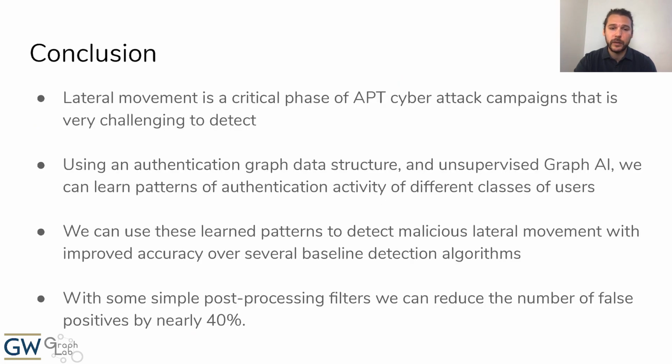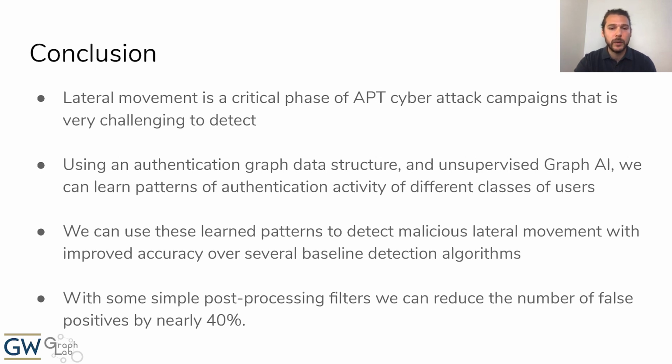Today we talked about lateral movement and how it is a critical stage of an APT cyber attack campaign and how it is very challenging to detect due to the usage of legitimate credentials and authentication channels. We talked about how to build an authentication graph using industry standard authentication logs and how to apply unsupervised graph AI in order to learn patterns of authentication activity between different classes of users, services, and systems, and ultimately identify anomalous authentication links with a link predictor trained on node embeddings.